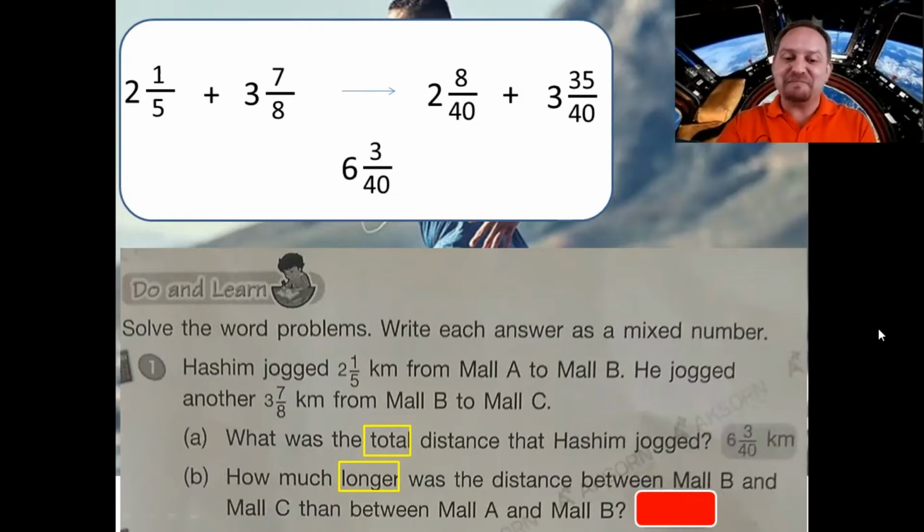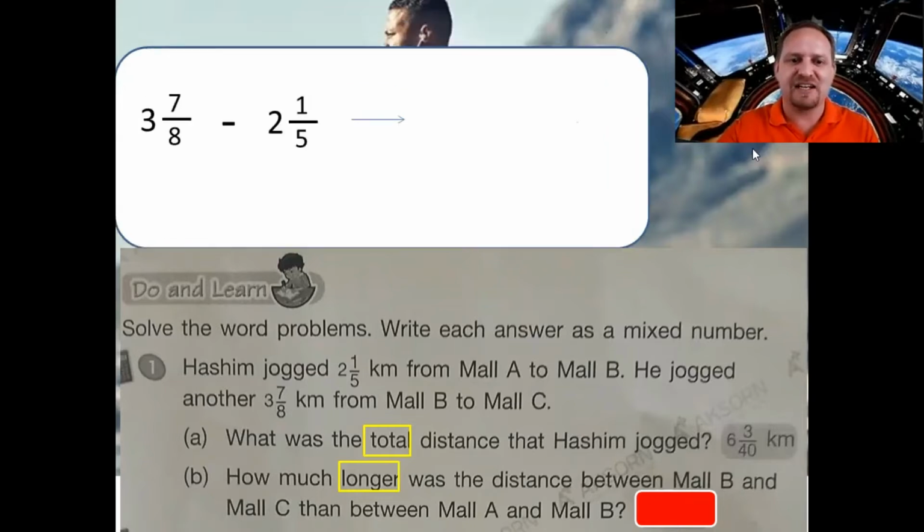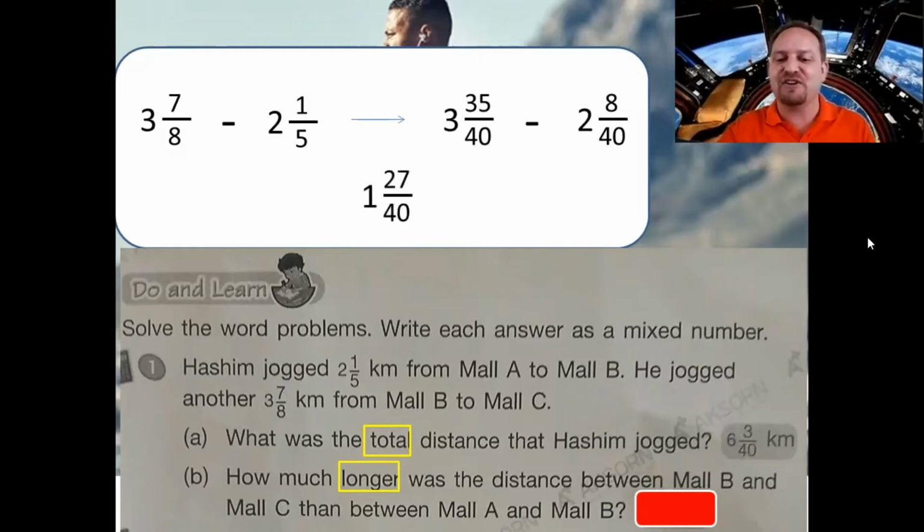Good. B said how much longer was the distance between mall B and mall C than between mall A and mall B? Well, the word between also gave us a clue to this one. It was subtraction we had to use. What was the difference we needed to find? 3 and 7 over 8 minus 2 and 1 over 5, we would change to a denominator of 40 again. So now we switched the fractions around, didn't we? 3 and 35 over 40 minus 2 and 8 over 40 gave us 1 and 27 over 40 kilometers. Okay.